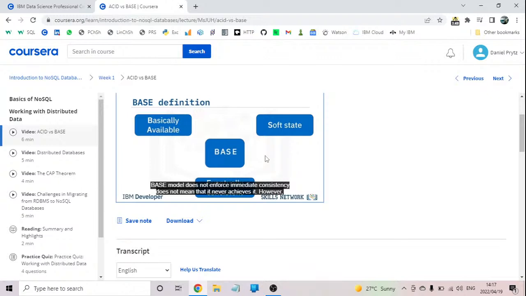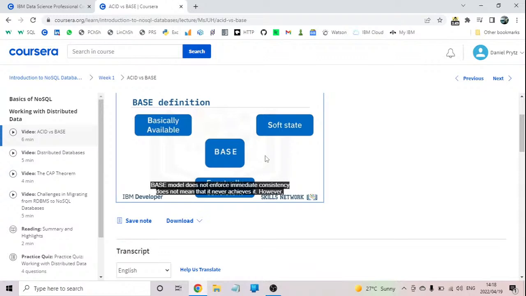So BASE stands for basically available. Rather than enforcing immediate consistency, base model NoSQL databases will ensure availability of data by spreading and replicating the nodes of the database cluster. So yeah, there'll be a cluster of servers, so it'll be available everywhere. So it's a distributed network.